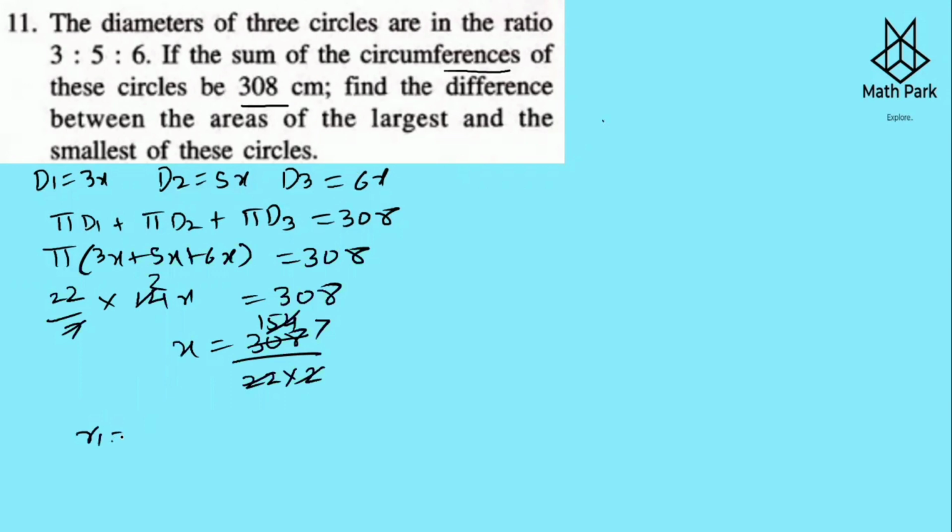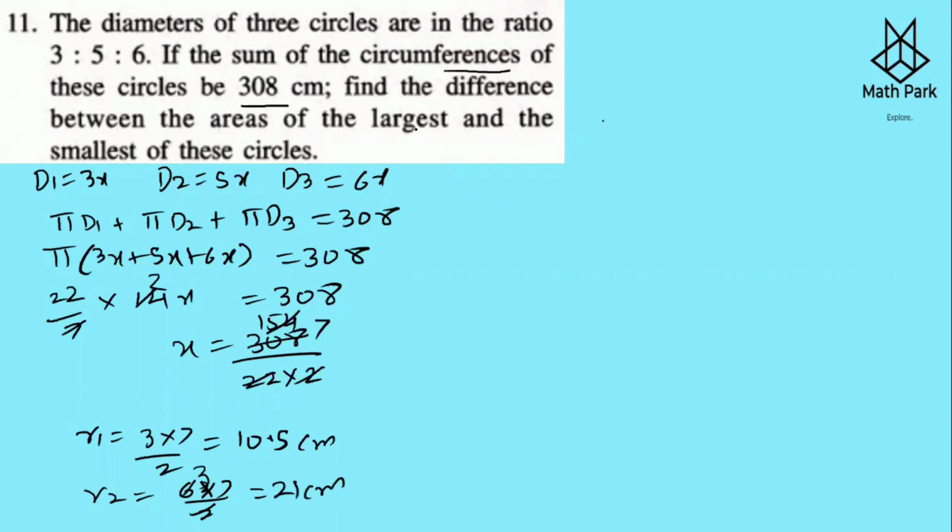So we have R1 is equal to 3x divided by 2. That is 3 times 7 divided by 2. 3 sevens are 21, 21 divided by 2, we get 10.5 centimeter. And we have R2 is equal to 6x, diameter divided by 2. So 6 times 7 divided by 2, 2 3s are 6, so we get 7 3s are 21 centimeter.